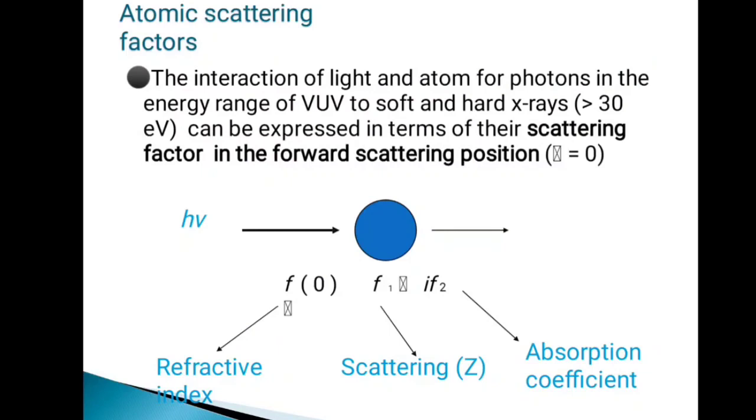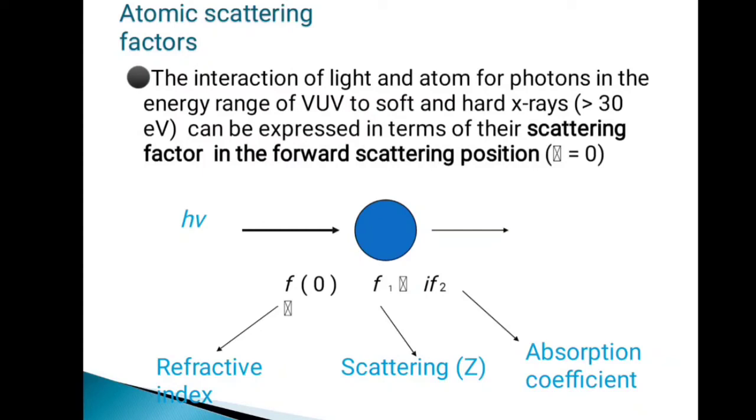The next topic is the scattering factors, atomic scattering factors. If the energy is absorbed, photons are produced, electrons are produced, and some scattering is also produced. Absorption happening means scattering is also happening.